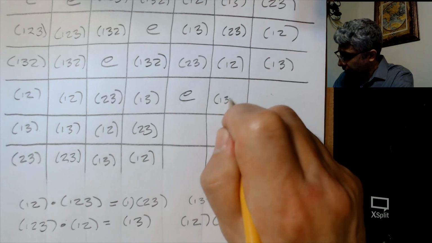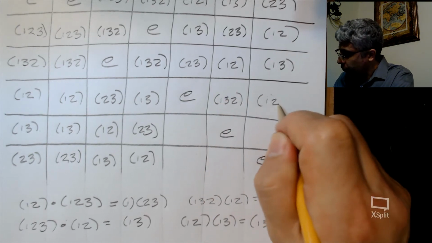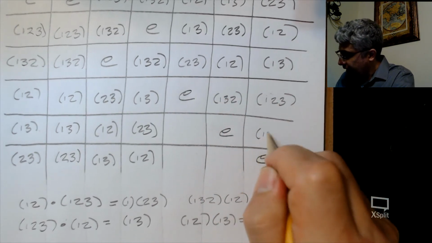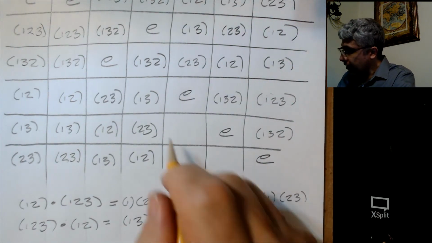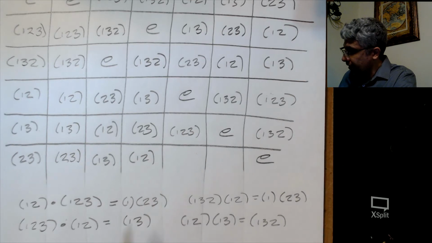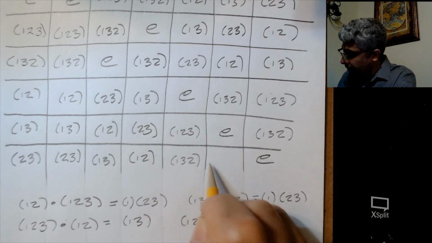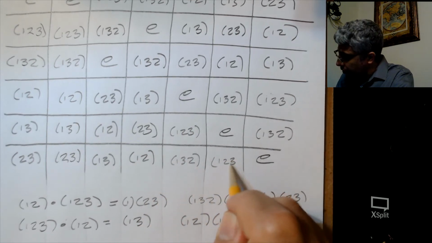So this is 1, 3, 2. That means this one is 1, 2, 3. This has to be 1, 3, 2 because it must appear in this column. In this row, we get this. That implies we have that. And I get 1, 2, 3.